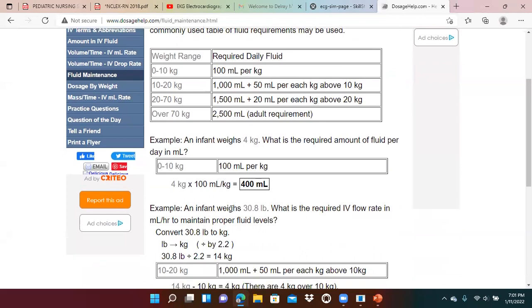Another example here, an infant body weight is 30.8 pound. So first of all, pound needs to be converted to kilogram because the formula says kilogram. What is the required IV fluid rate in ml per hour to maintain proper fluid level? So convert 30.8 pound to kilogram, divided by 2.2. So 30.8 divided by 2.2, it is 14. Because 1 kilogram equals 2.2 pound, pound converted to kilogram is divided. So total 14 kilogram.